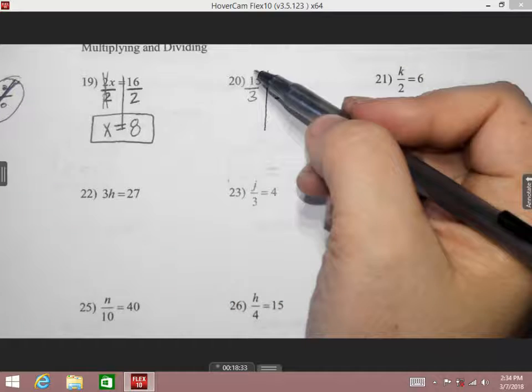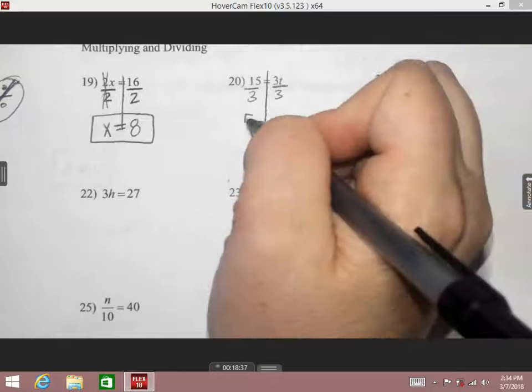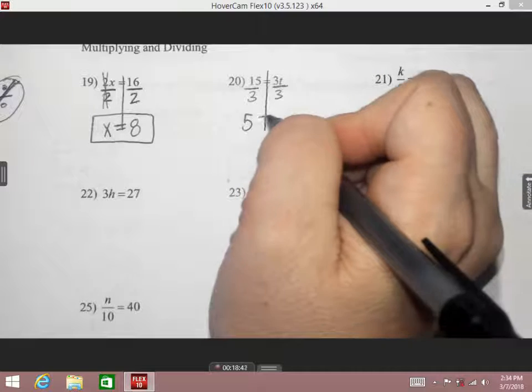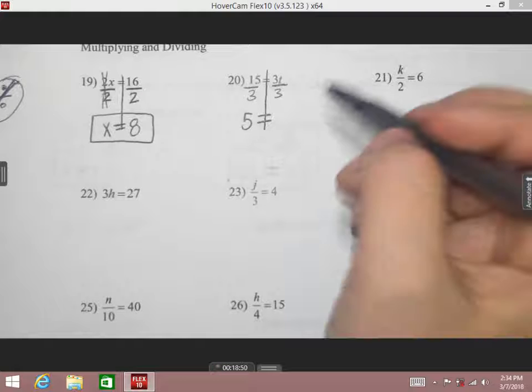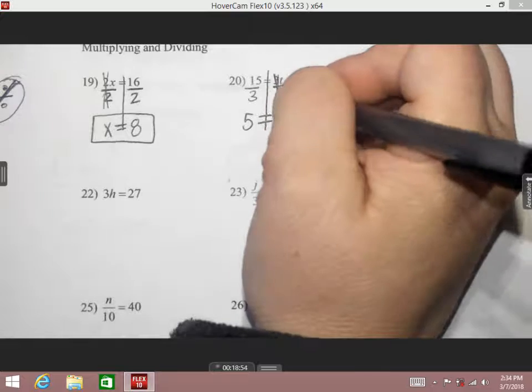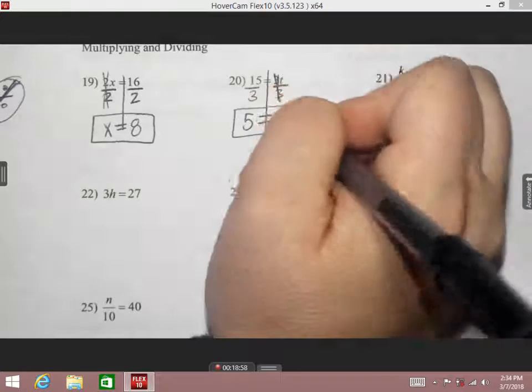All right, so let's look over here. Starting on the left side, 15 divided by 3 is? 5. That line is where my equal sign goes. Guys, if you don't have an equal sign in your answer, you have not told me what that variable equals. So make sure you got that equal sign, okay? 3 divided by 3, those are going to cancel. So what am I left with? T. Okay.